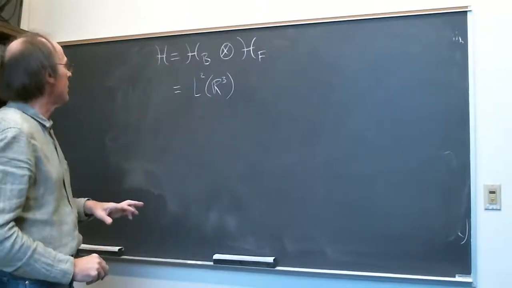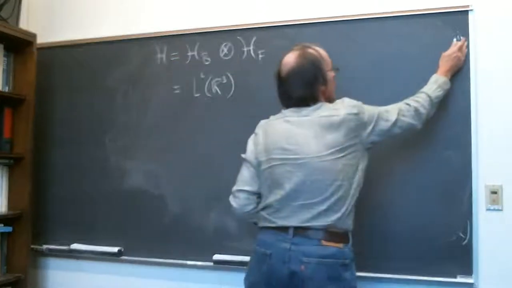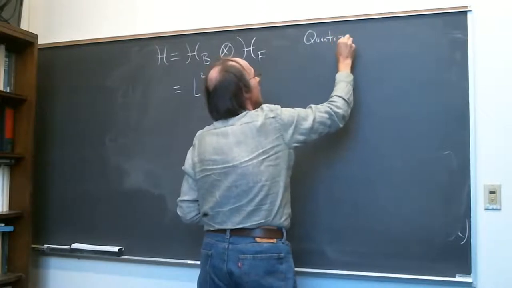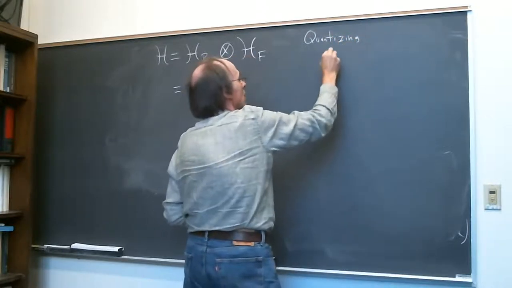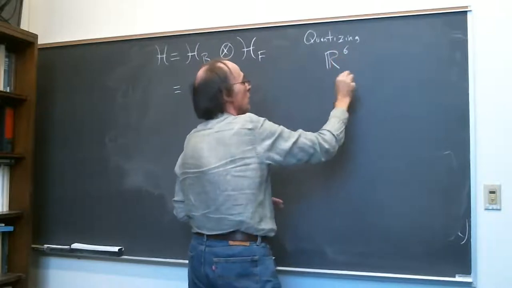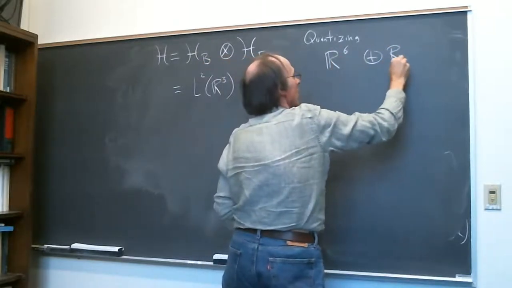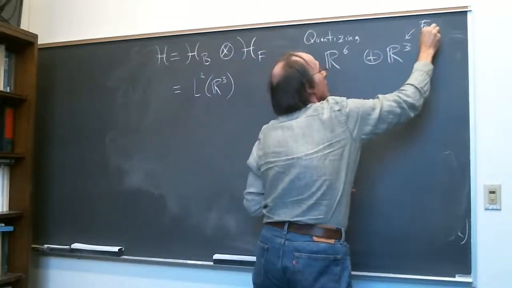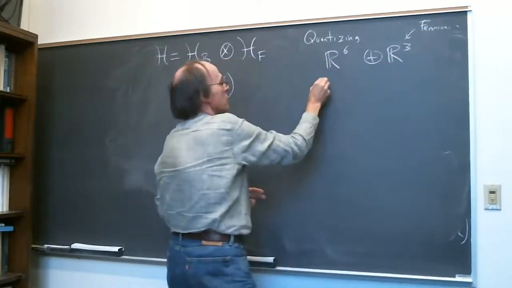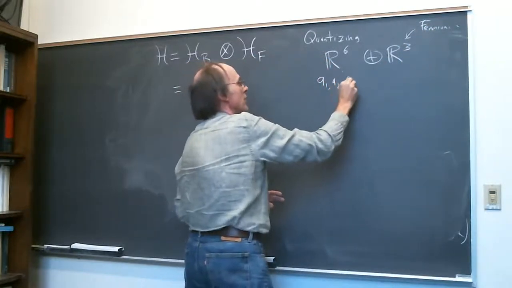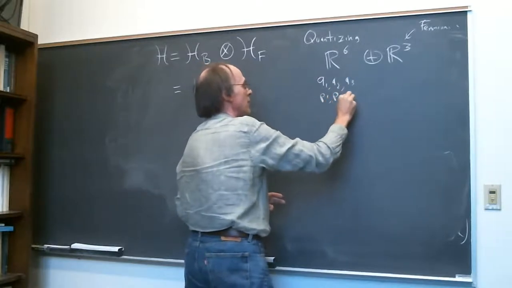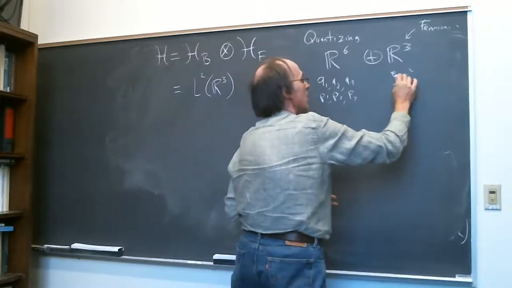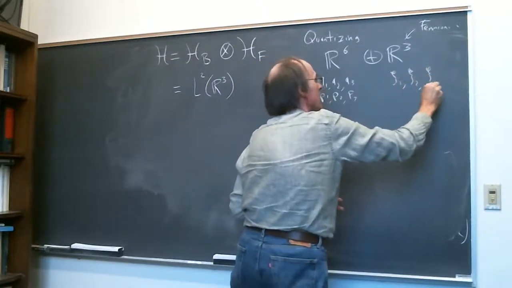And what I should say is what I'm doing is I'm quantizing R6 bosonic plus R3, so this is fermionic. And this, you have the general Q1, Q2, Q3, P1, P2, P3. And here you have, say, Psi1, Psi2, Psi3.